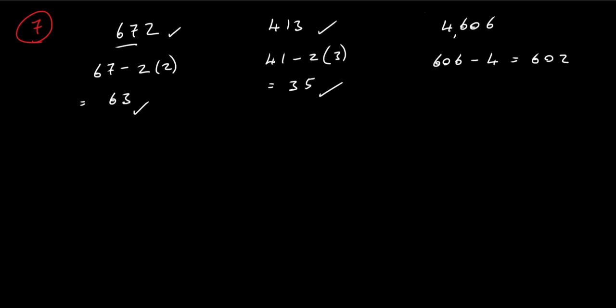So you use the 3-digit number technique. We'll take the 60 minus twice the last digit. So that's 60 minus 4, which is 56. Is 56 divisible by 7? Yes, it is. So therefore this number is divisible by 7. Therefore this number here is divisible by 7.